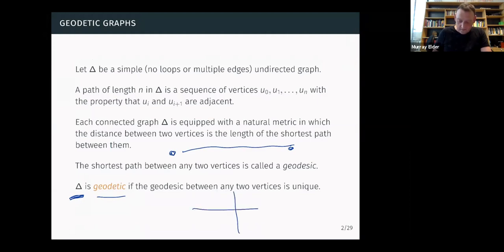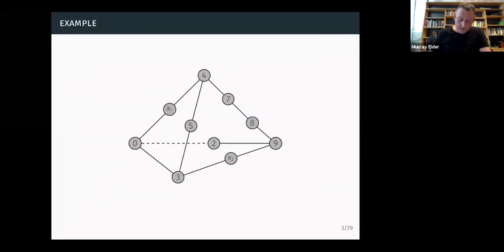So like a tree would be geodetic because the geodesic between any 2 points is unique. Okay, so here's an example that you can take a screenshot and play with if you want. So between any point, maybe x1 and x2, what's the shortest path? Length 3, too long, so it can be a bit tedious to work it out. But you have to check every pair of vertices and check whether there's a unique shortest path between every 2 points.